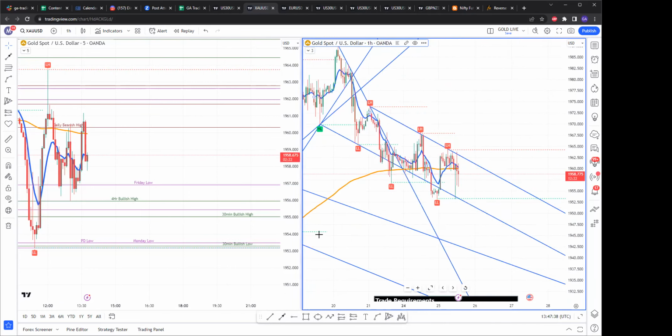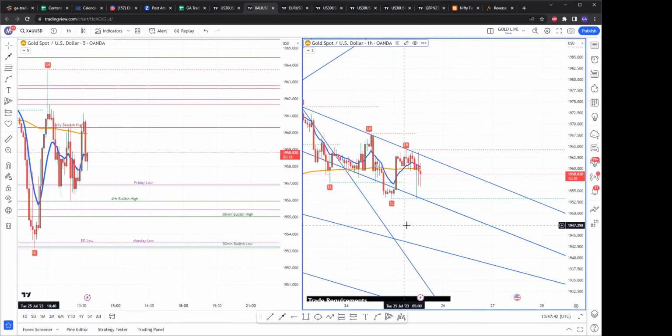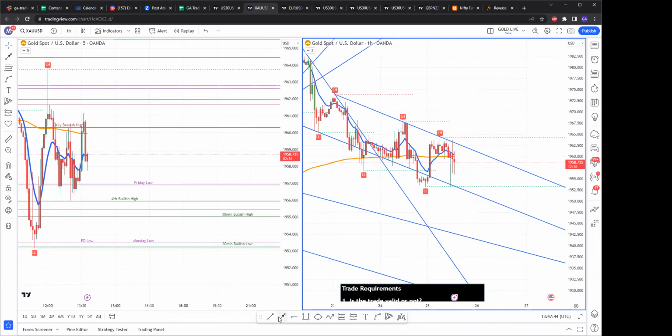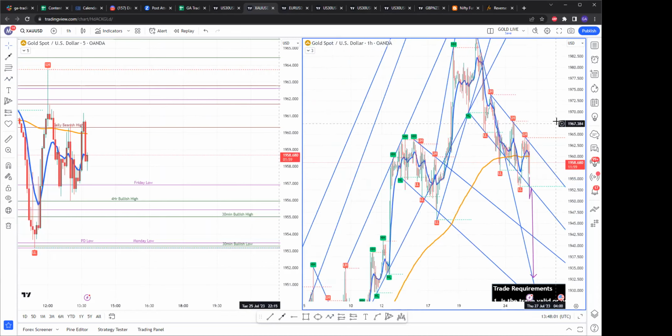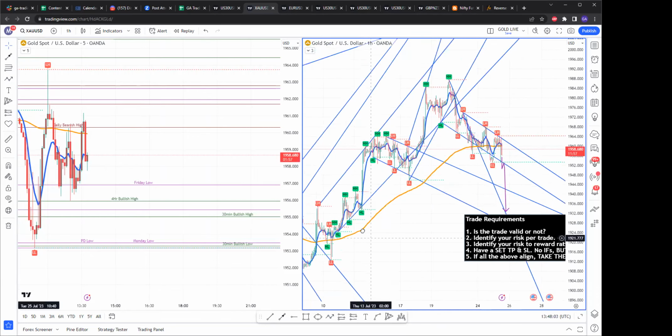Now, how would I trade gold? We have this daily bearish high here. Ideally, the best sell on gold would be a break and retest of this bottom trend line. So if we get an hourly close below here, and then we get another hourly close to retest the 1952 area and close below, at that point you can take a sell on gold to ideally complete this head and shoulder pattern.